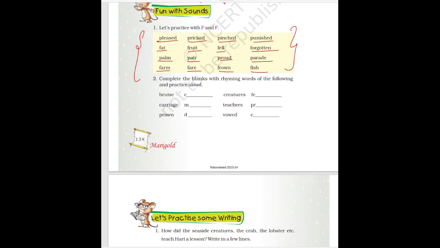Then next is complete the blanks with rhyming words of the following and practice aloud. Here you have to write the rhyming words. The rhyming word of bruise will be cruise, C-R-U-I-S-E. Here the starting letter is given, so with the help of this, you have to find out the rhyming word. Carriage will become marriage, M-A-R-R-I-A-G-E. Prawn, drawn, D-R-A-W-N. Creatures, features, F-E-A-T-U-R-E-S. Teachers, preachers, P-R-E-A-C-H-E-R-S. Board, crowd, C-R-O-W-D.